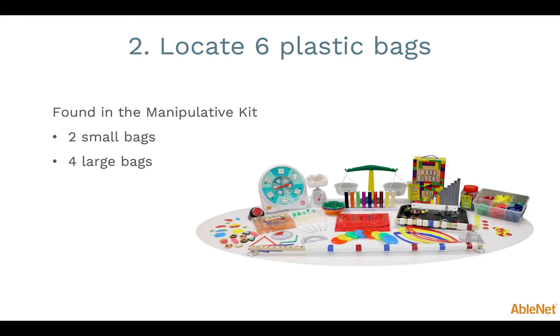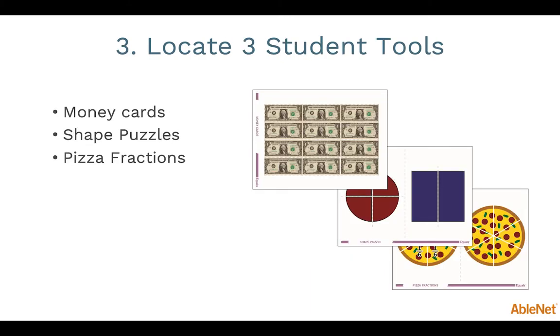These will be used to label the manipulatives in the kit. Next, locate the 2 small and 4 large zipper bags in the manipulative kit. These will be used to organize the manipulatives that are not already bagged for you. Locate and cut out the money cards. There are 16 pages in total. Punch out the shape puzzles. There are 14 pages in total. And punch out the pizza fractions. There are 6 pages in total.